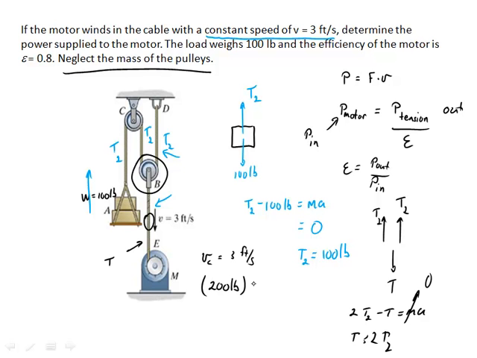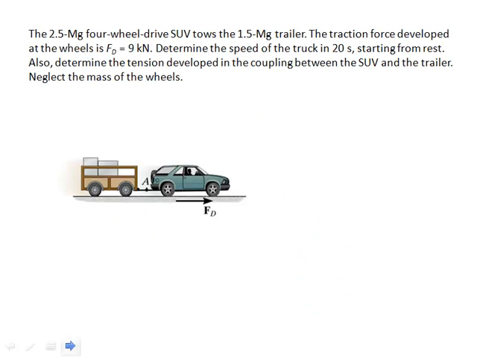The velocity is 3 feet per second, so the power is 600 pound-feet per second, and then I divide that by the efficiency, which is 0.8, and that will yield 750 pound-feet per second.